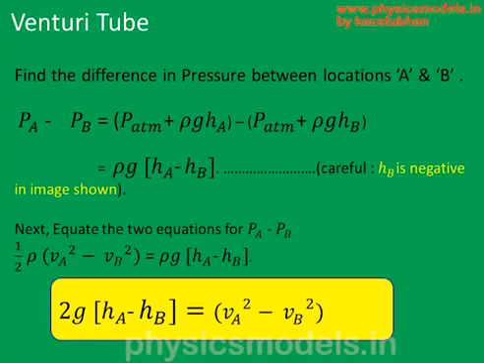So once you do that, equate both the previous equations. So you'll get half rho into VA squared minus VB squared is equal to rho g into HA minus HB.